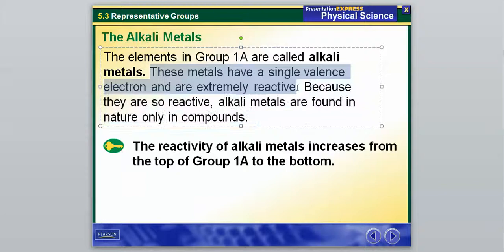This is a really interesting thing about this group, how reactive they actually are, and we're going to watch an interesting video in class tomorrow that shows us how reactive these elements are. Because they are so reactive, they are found in nature only in compounds. They are so combustible that they cannot be found by themselves in nature. If they ever existed on their own in nature, they basically just explode. We're going to see that again tomorrow, which I think is really interesting.